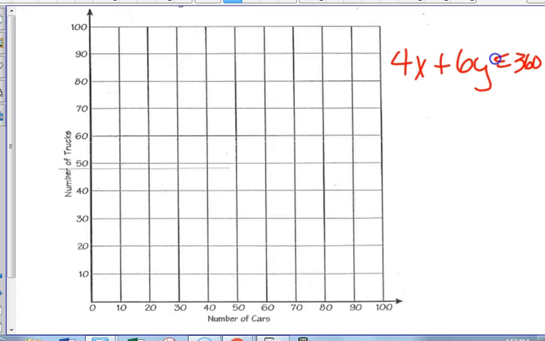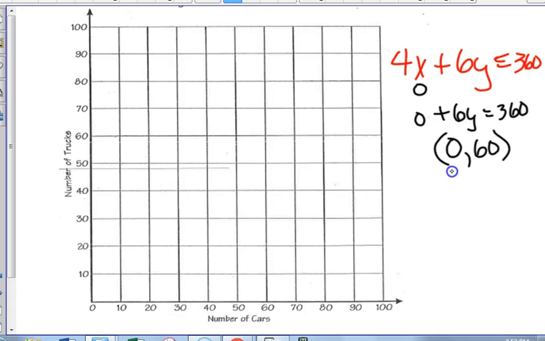Okay. I want to revisit what we did the very first day of class. We talked about if I put a 0 in here, 4 times 0 would be 0, plus 6y equals 360. Can you solve that in your head? 60. So when we put in a 0, we got out a 60. I'm trying to give us an easy way to find the intercepts. What would the other intercept mean?